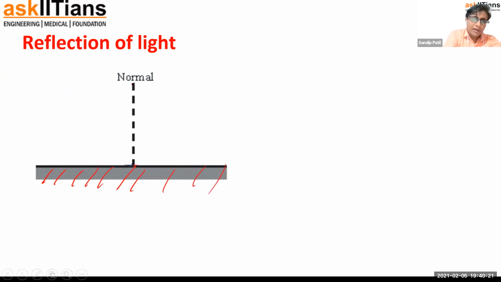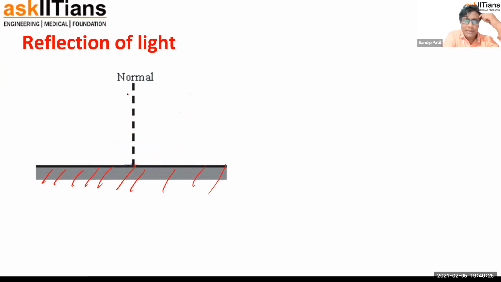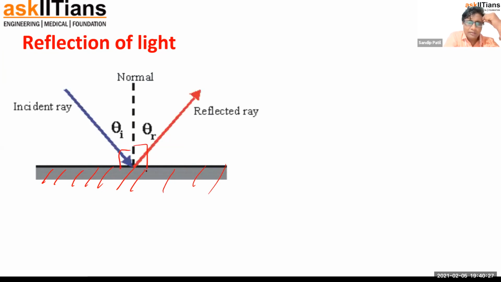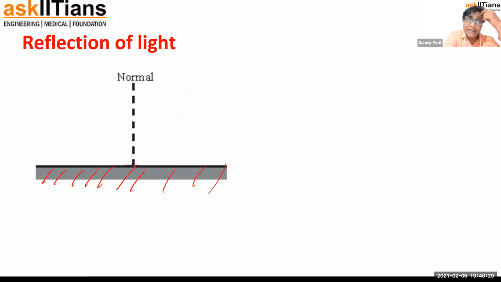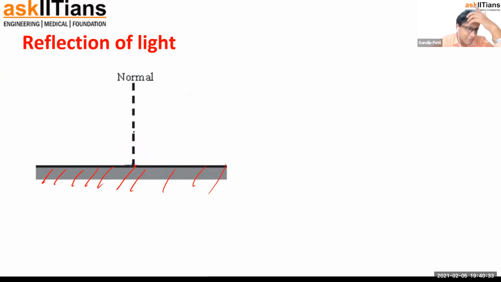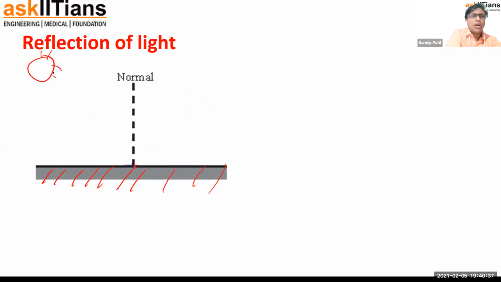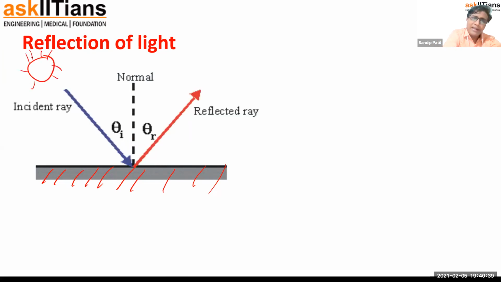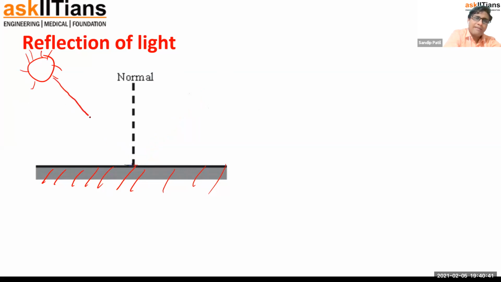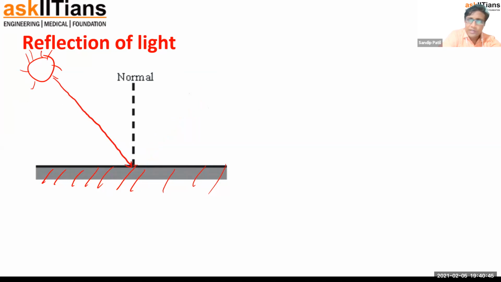Draw one perpendicular like this. This perpendicular makes a 90 degree angle here, and it is called the normal, right? Normal means anything perpendicular. So consider here is a source, our sun or torch or candle or anything. Because of that, one ray will come like this, right? It will strike here.